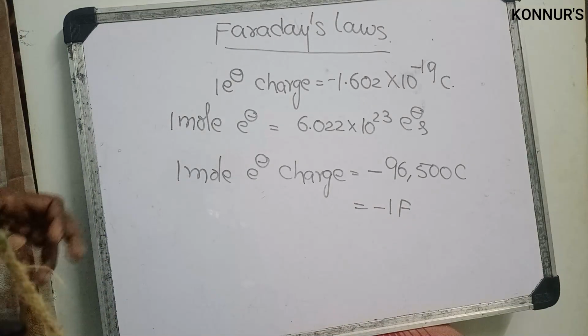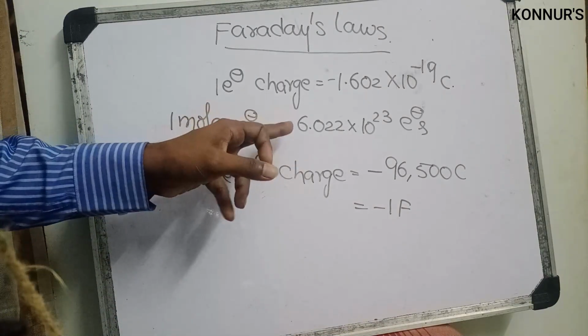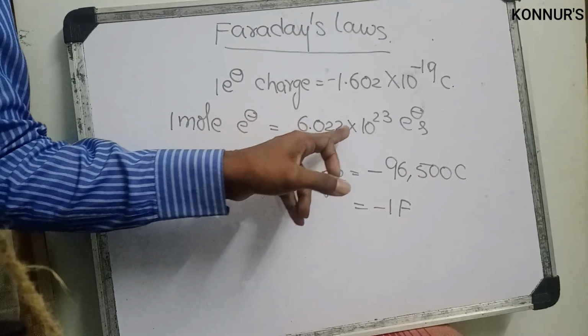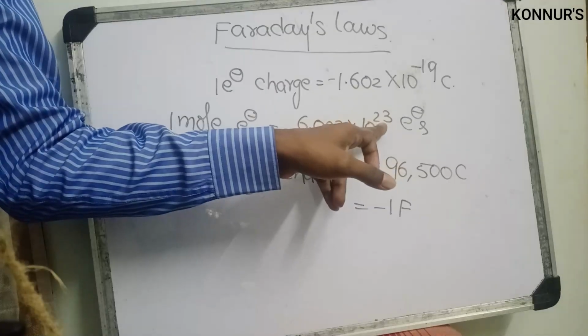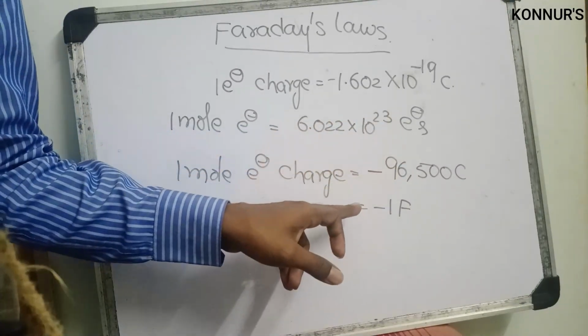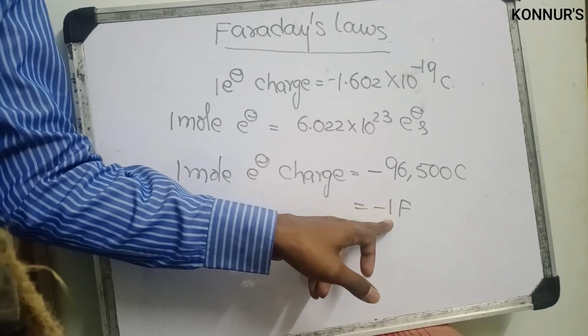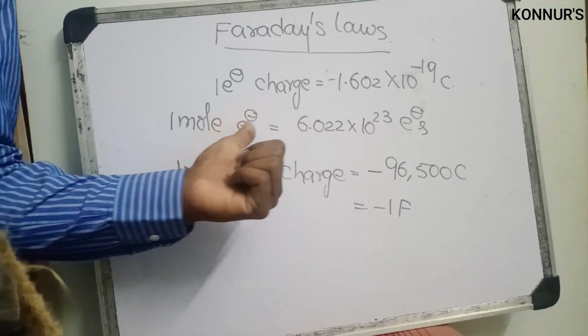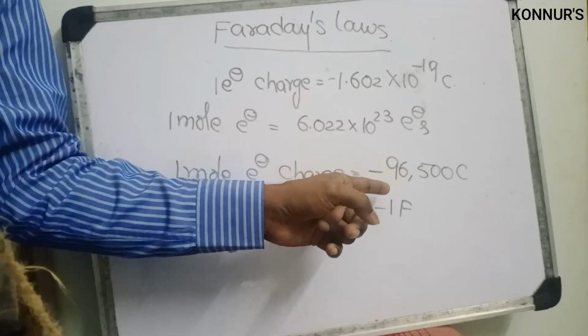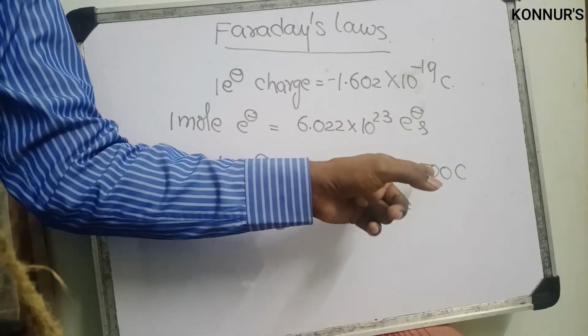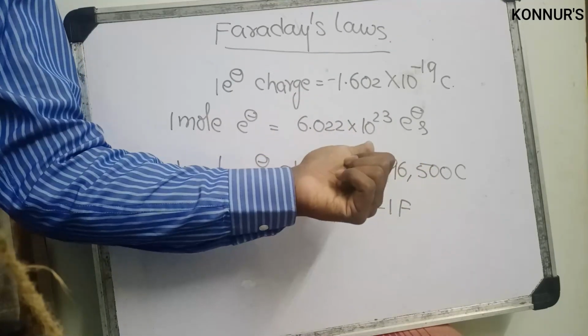So if we are sending 1 mole of electrons, we are sending 6.022 into 10 to the power of 23 electrons. Otherwise, if we are sending 1 Faraday current, you must understand we are sending 1 mole of electrons. Otherwise, 96,500 coulombs of charge we are sending.